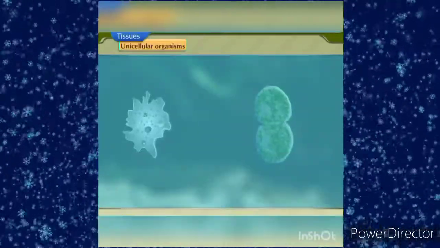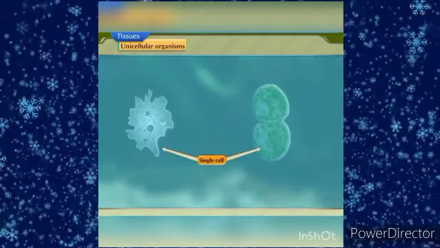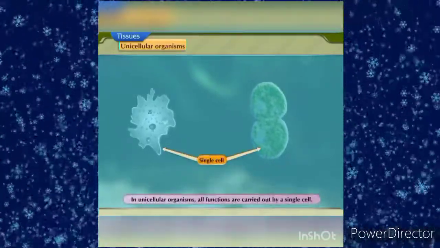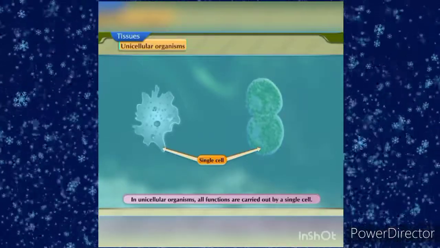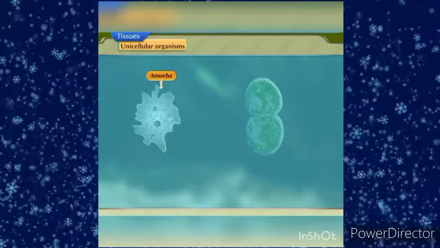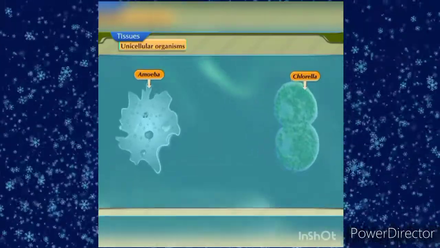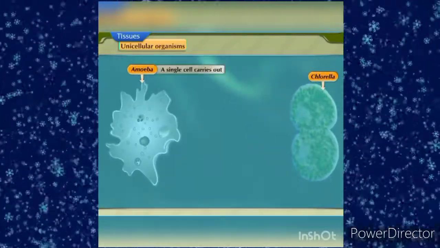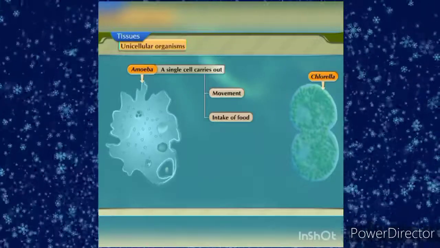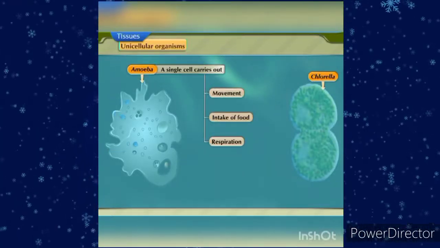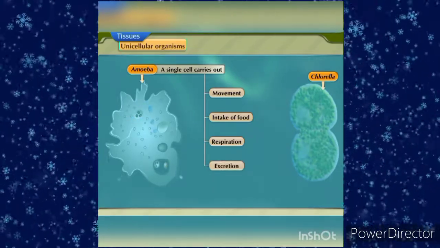Unicellular organisms. Unicellular organisms are made up of single cell. In such organisms, all functions are carried out by this single cell. Example, amoeba, chlorella. In amoeba, a single cell carries out movement, intake of food, respiration, and excretion.